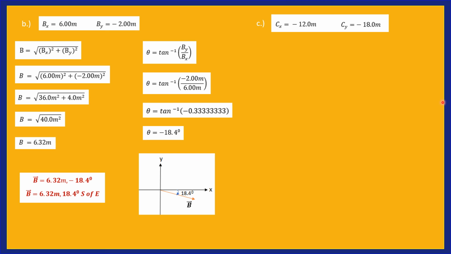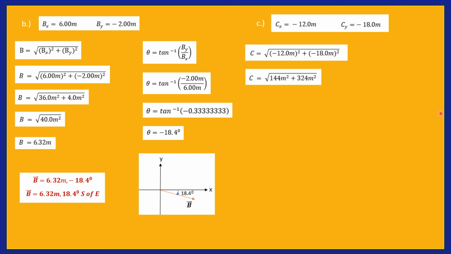Then third, the components are Cx is negative 12 meters and Cy is also negative, negative 18.0 meters. So we can find the magnitude easily using the formula. C equals the square root of Cx squared plus Cy squared. We have negative 12 squared plus negative 18 squared. Put the numbers: 144 for negative 12 squared and 324 for 18 squared. Then add, we have the square root of 468 square meters, then the square root of that is 21.6 meters.